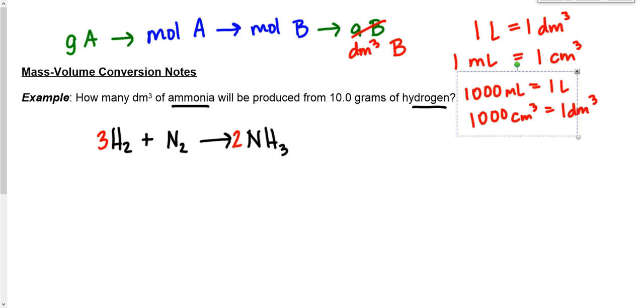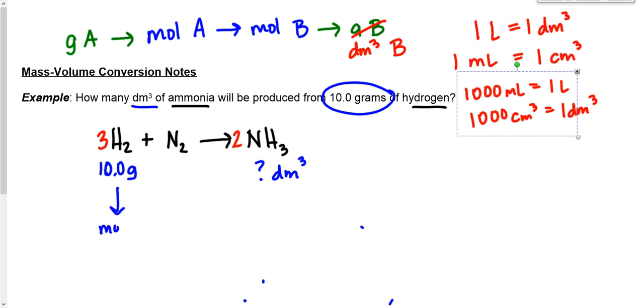We can draw our path. So let's read this again. How many decimeters cubed of ammonia? So ammonia right here is my question mark, and I want a volume of that. And we're starting with 10 grams of hydrogen. So over here, I'm going to write 10.0 grams. So remember, the only way I can convert from one substance to another, so H2 to NH3, is in the units of moles. So I'm going to convert grams to moles of H2, then I can convert to moles of NH3, and then I'll be able to convert to volume.